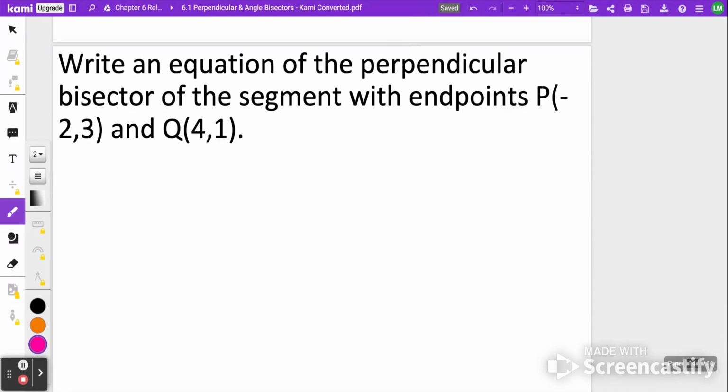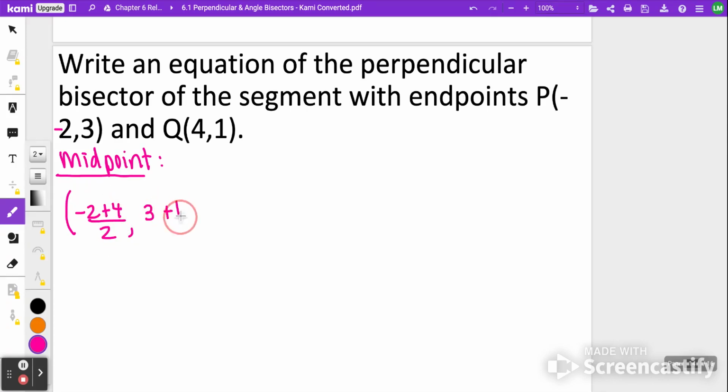All right, last little bit. Write an equation of the perpendicular bisector of the segment with endpoints P (-2, 3) and Q (4, 1). The first thing we're going to need to do is find the midpoint of this segment. So remember, for the midpoint, take your x's, which be careful because it's cut off, x's are -2 and 4, divide them by 2. And my y's are 3 and 1, divide those by 2. -2 plus 4 is 2, 2 divided by 2 is 1, 3 plus 1 is 4, 4 divided by 2 is 2. So my midpoint is (1, 2).